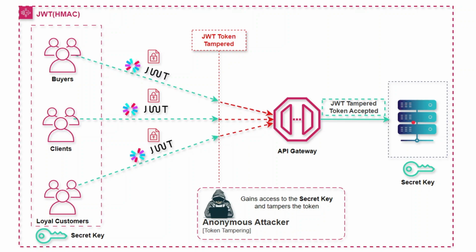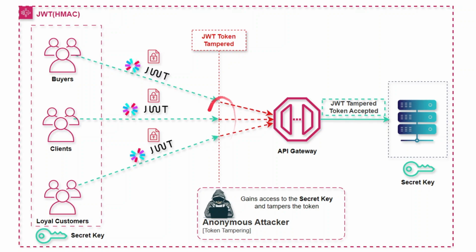Okay. Now let's say in between the request, the anonymous attacker comes and gains access to the secret key. This anonymous attacker will then have the ability to tamper with the token as well. Let's say the token contains some user information in the role.